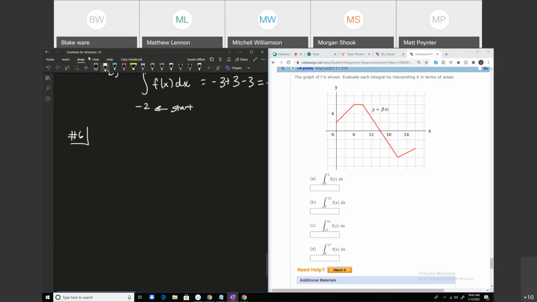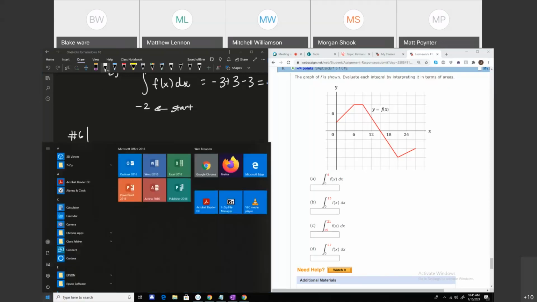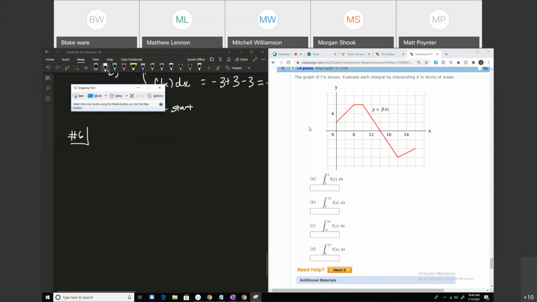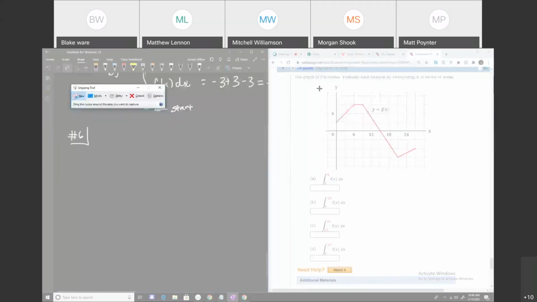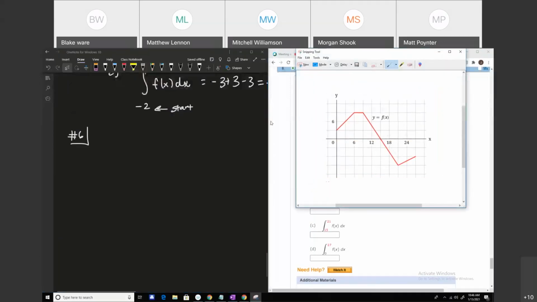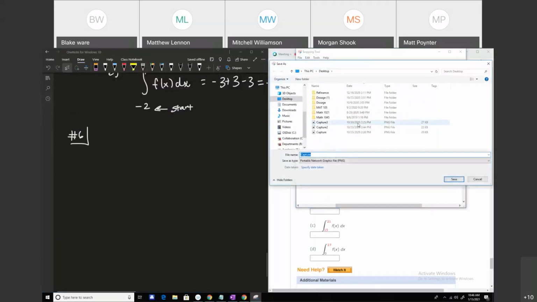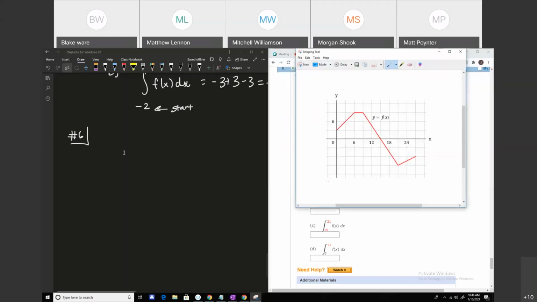You know what I could do? I could screenshot it, depends on how technical we want to be. Snipping. All right, we'll see how. I just don't want to draw the graph and have it not be precise. So I'll save this. Let's say HW1 number 6. Not sure. Okay, so we can just go over here.